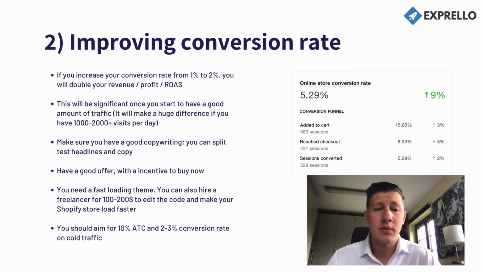A good number to aim for is 10% add to cart and a 2-3% conversion rate on cold traffic. If you do retargeting or email marketing, of course it's going to be higher. If you can do better, that's good. If your add to cart rate is less than 5%, it means there's a problem with the product price, or the product doesn't really interest people, and so they're not adding it to cart.